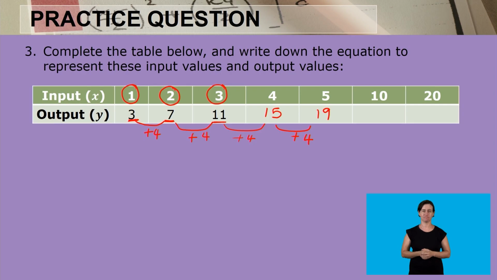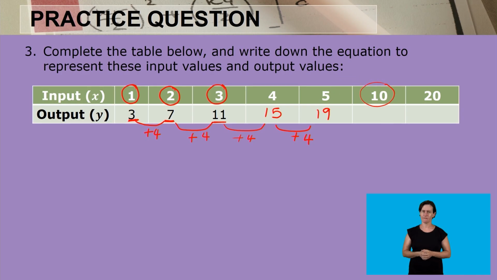and that is going to give us a 19. Now looking at the next one there, the next input value is a 10. Can we simply just add 4 to get to that output value when the input value is 10? Absolutely not. Remember, we are talking about consecutive numbers. So we cannot simply add a 4, because after 5, we do not get a 10 on our number line, but after 5 is a 6 on our number line.